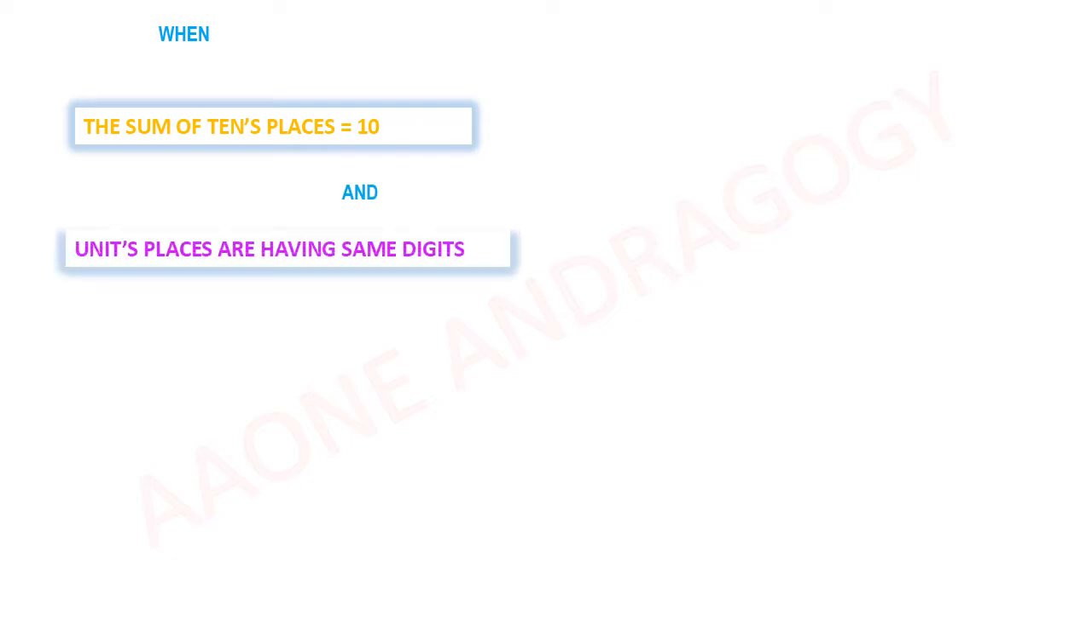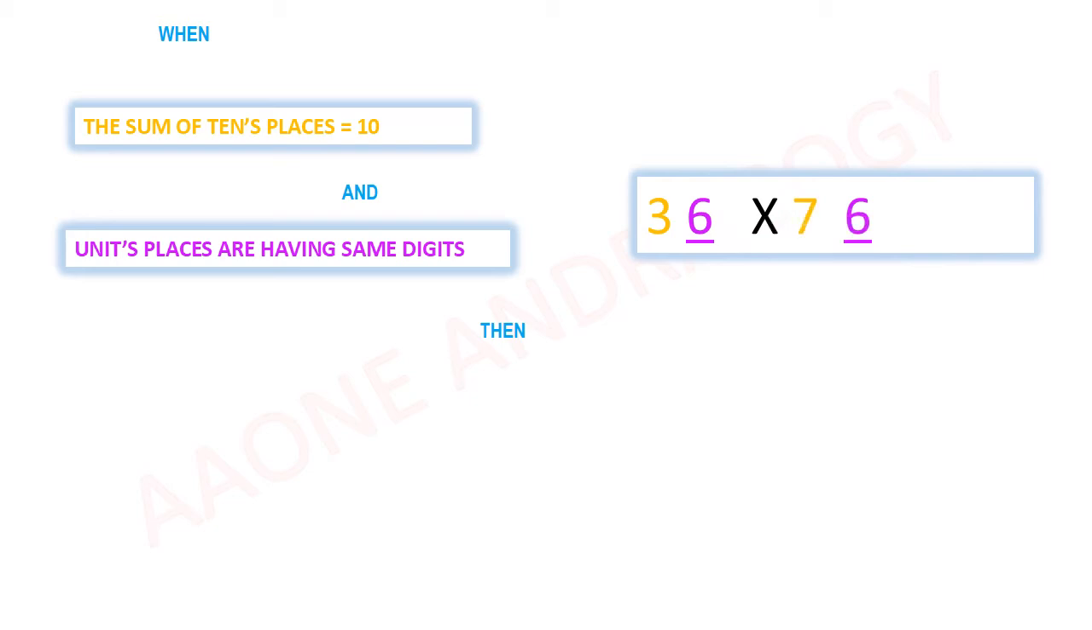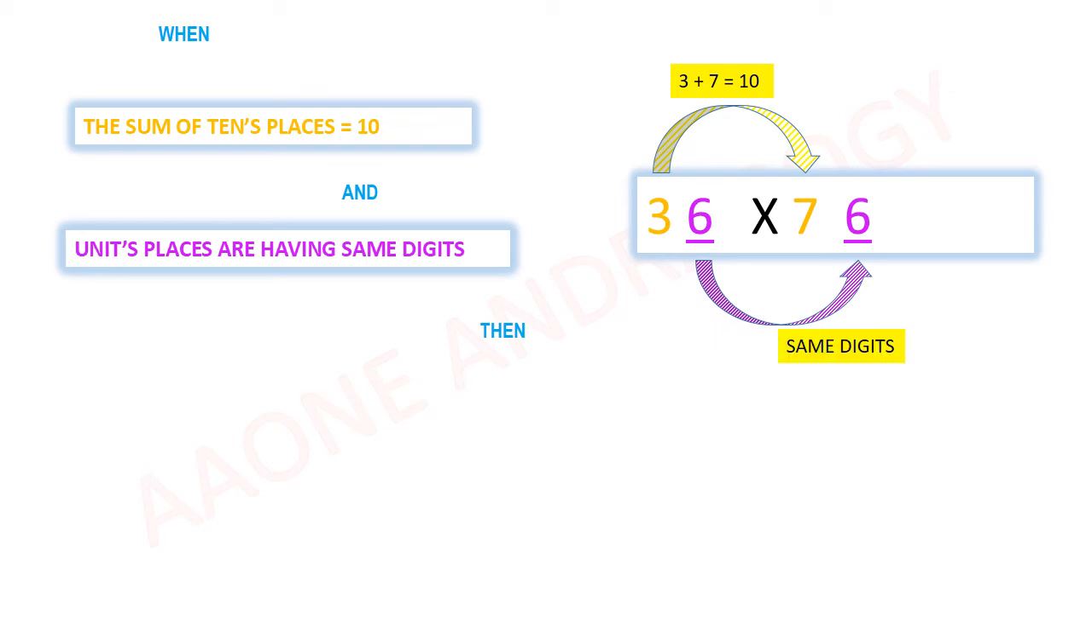When the sum of the tens place is equal to 10 and the units places have the same digits, then, for example, take the numbers 36 into 76. In this, 3 and 7 constitute the tens place, and if you sum them up you will get 10, and in the units place the digits are the same, that is 6.